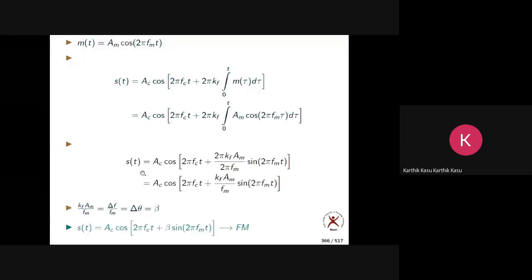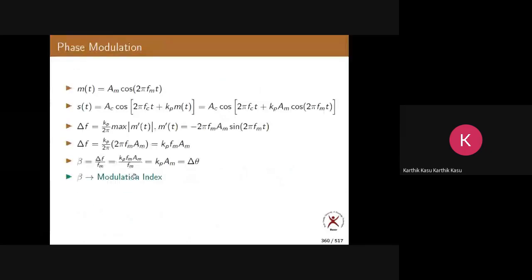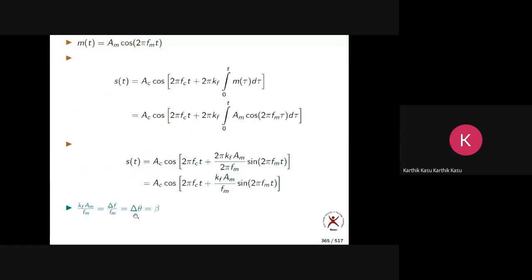So these are the equations of frequency modulation and phase modulation if m(t) happens to be a sinusoidal message signal, that is Am cos 2 pi fm t. Is it clear? Now in these two cases, the important thing is beta. So beta FM equals Kf Am by fm. Beta PM equals Kp Am. So beta happens to be equal to delta theta in both cases. So this is what we have finally.